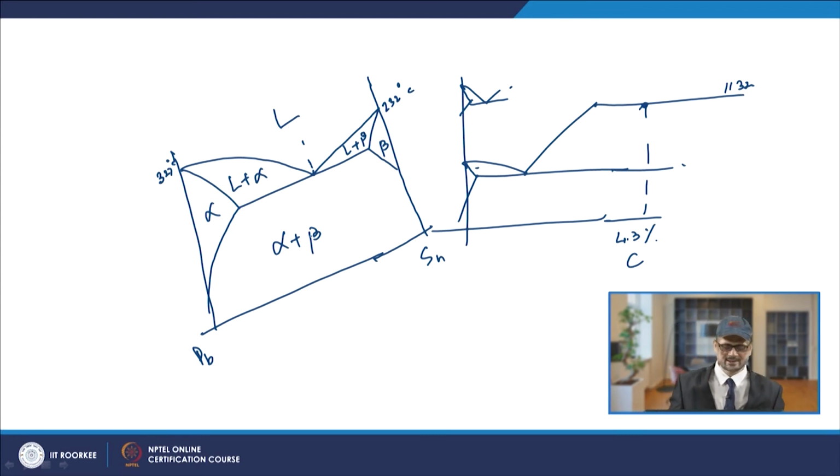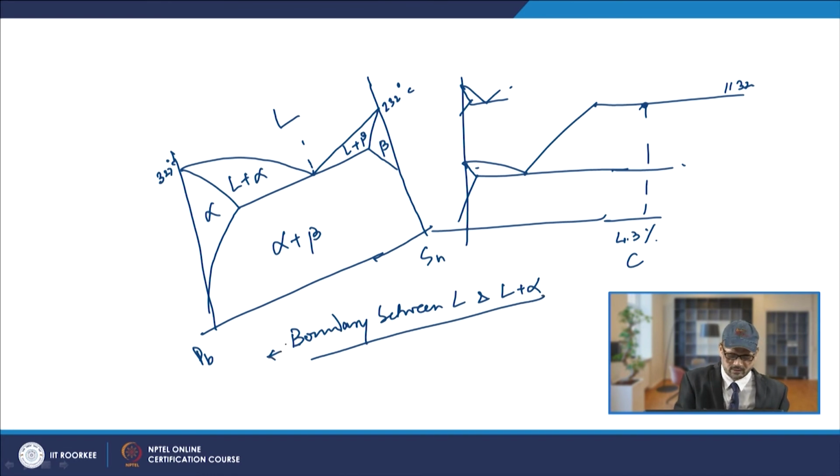Now, in these cases you have a liquidus line. So, the liquidus line will be the line between the liquid and the liquid plus alpha zone. So, this line is the boundary between L and L plus alpha. So, that will be the liquidus 1. Similarly, liquidus 2 will be the boundary between L and L plus beta. So, that will be your liquidus 2.